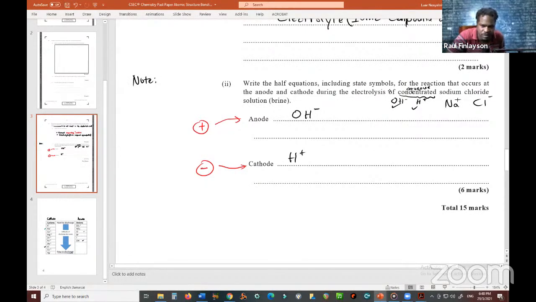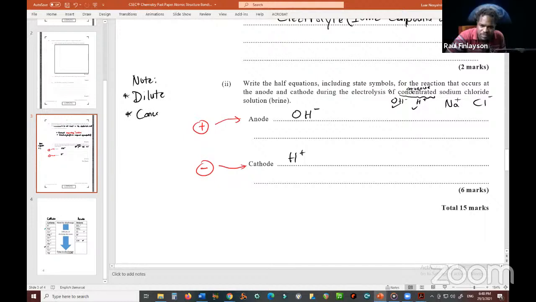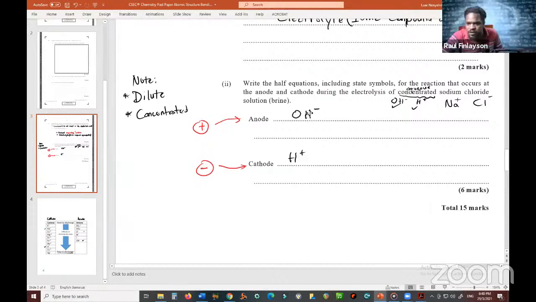All right. Let me just go in with this. You can have dilute and you can have concentrated. We have to look out for the wording. And then if it's concentrated, then I'm going to have to take off this.